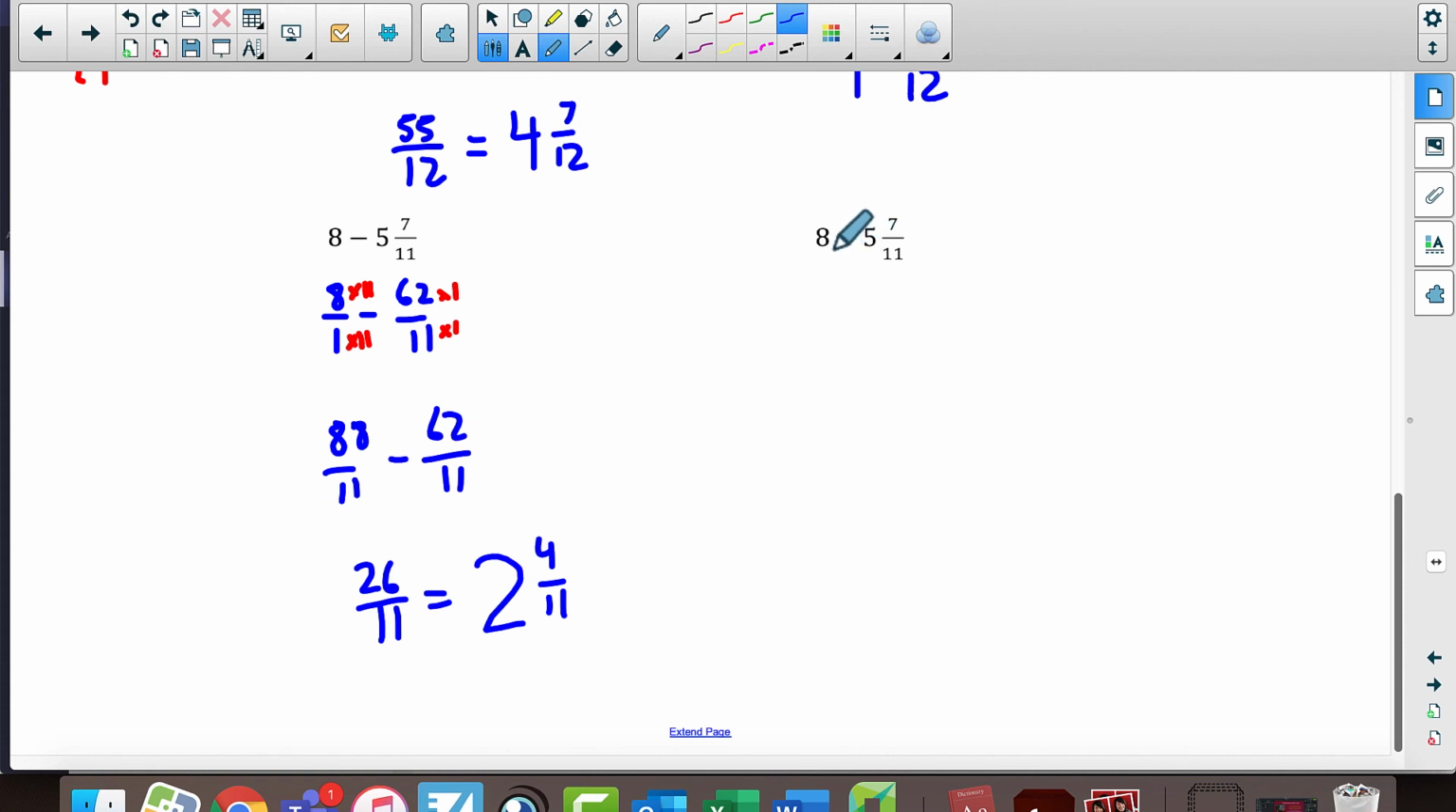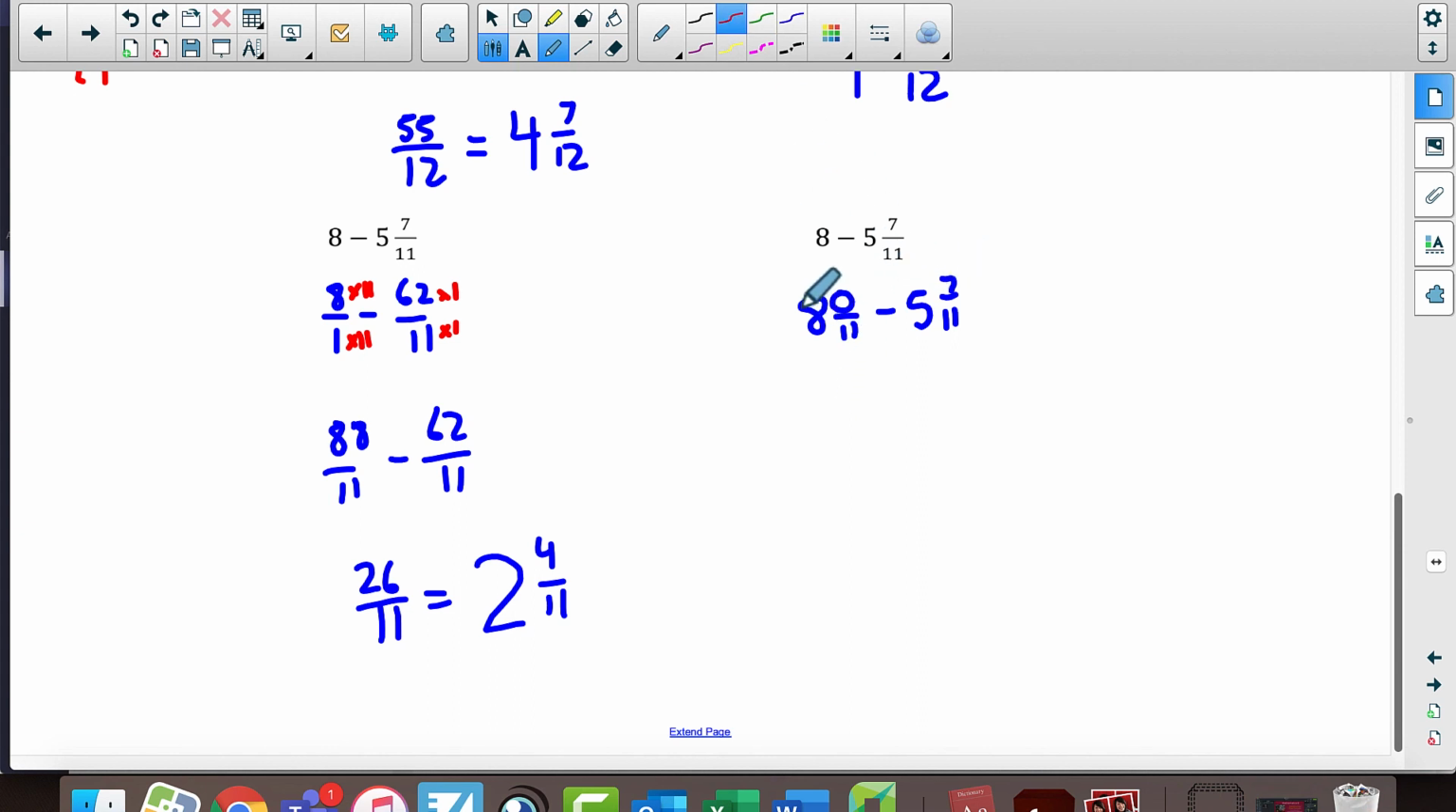All right, let's do this one. Hey, you know how you do this? We can do this right now. Because what you have here is 8. And how many 11ths do you have here? We have 8 and we don't have any 11ths. We have 8 and 0 11ths. And we're trying to subtract 5 and 7 11ths. Can you do that? Can you go 0 11ths, take away 7 11ths? No, you can't. 0 is smaller than 7.